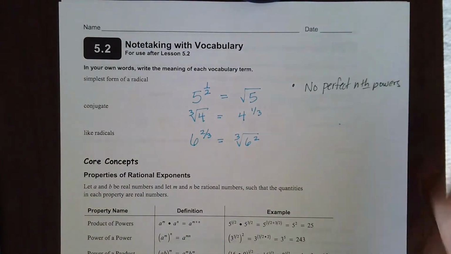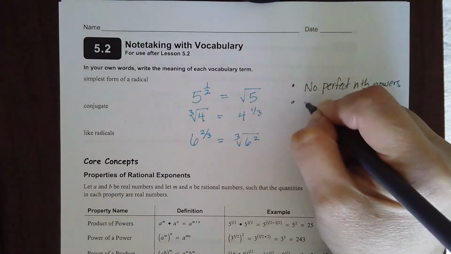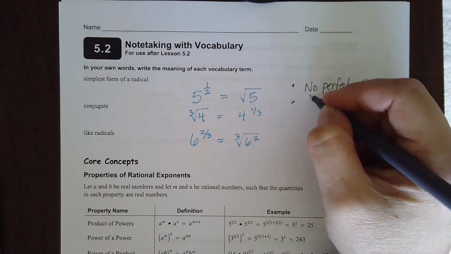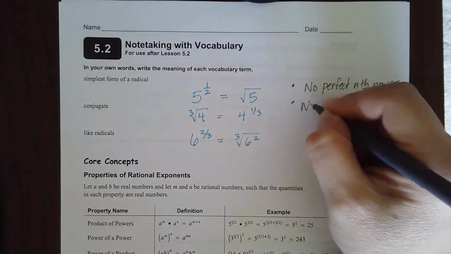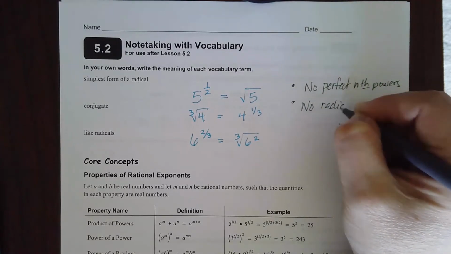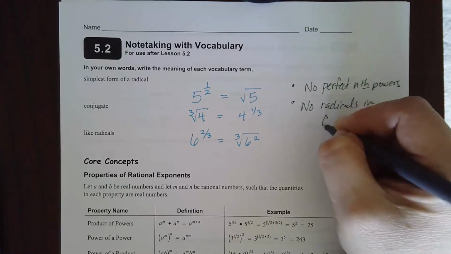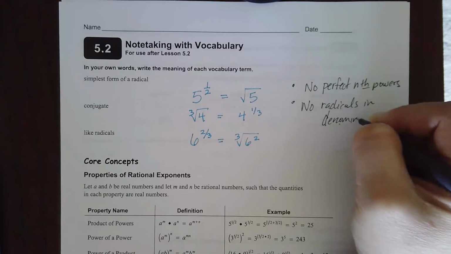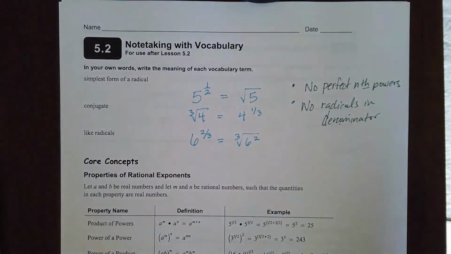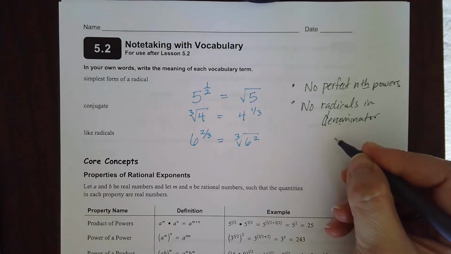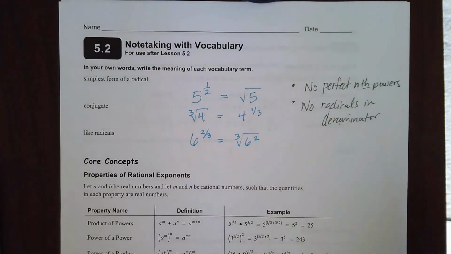The other rule is that we're not going to have any radicals in our denominator. This is like how we talked about before, when you probably did this in Algebra 1, rationalizing your denominator. Same kind of deal. You're going to have no radicals in the bottom of your fraction, and that's what we're going to get at.